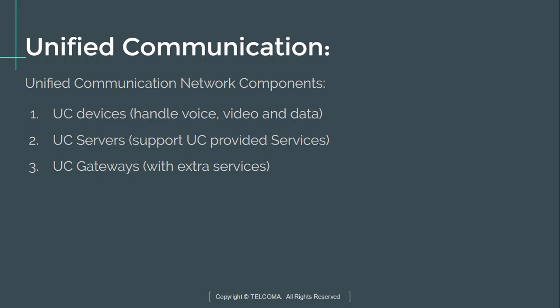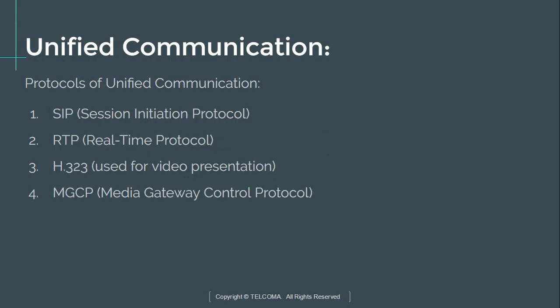Next, the network components used in unified communication are UC devices, UC servers and the UC gateway. The unified communication devices are used to handle voice, video and data communications. The next is the UC servers. These servers support UC-provided services and connect every UC device to the UC servers. Whereas the UC gateway is an edge device which has additional or extra services. Next we will discuss the protocols used in real-time services.